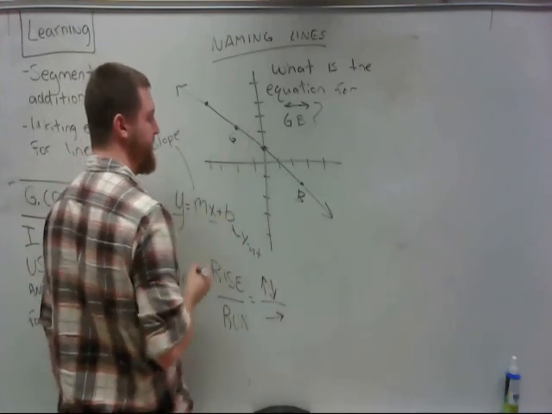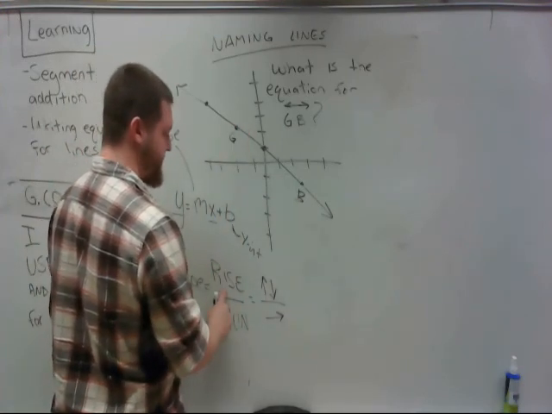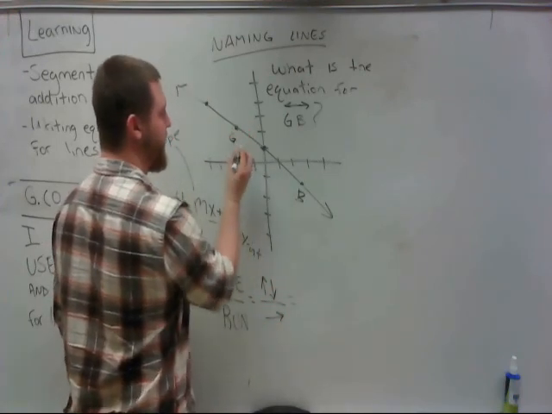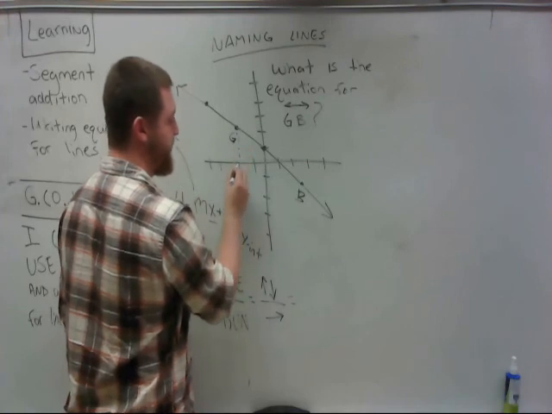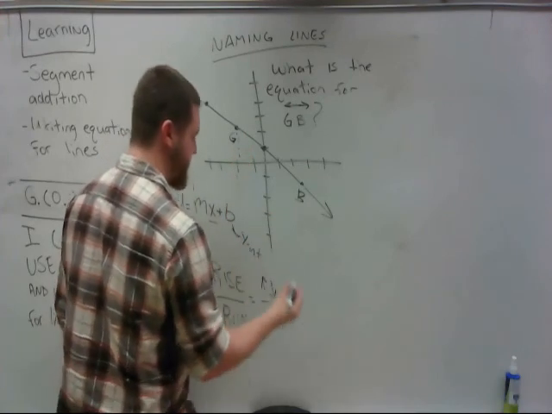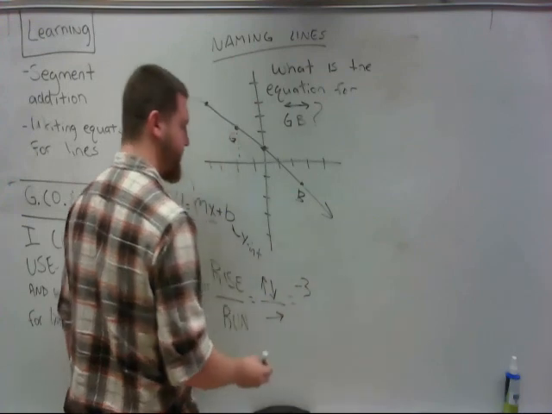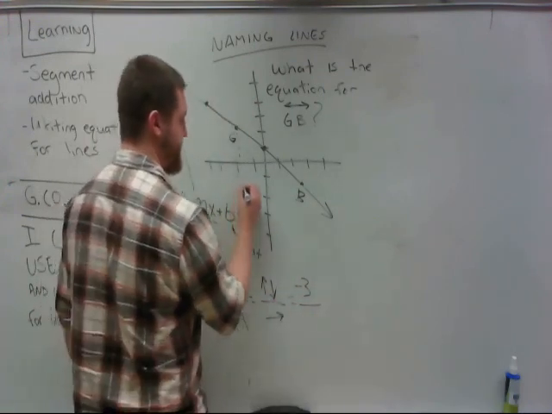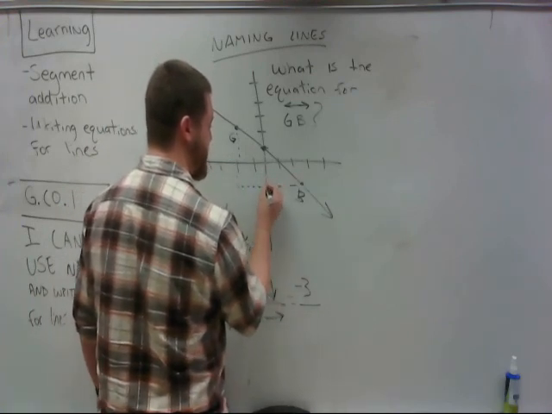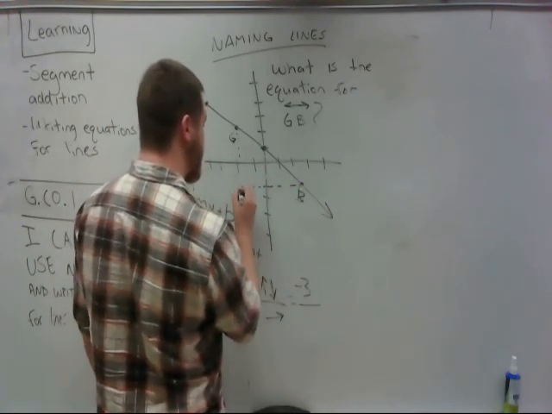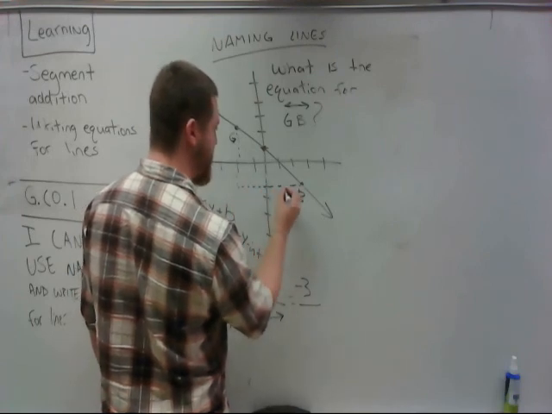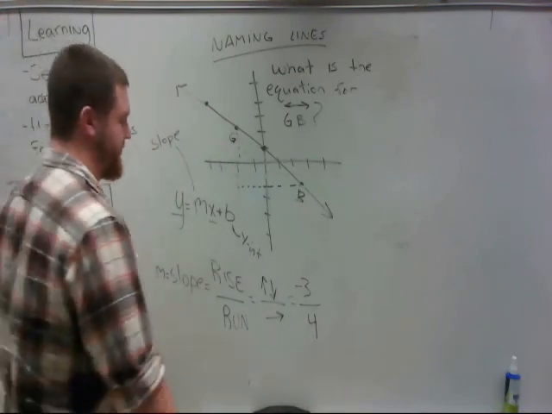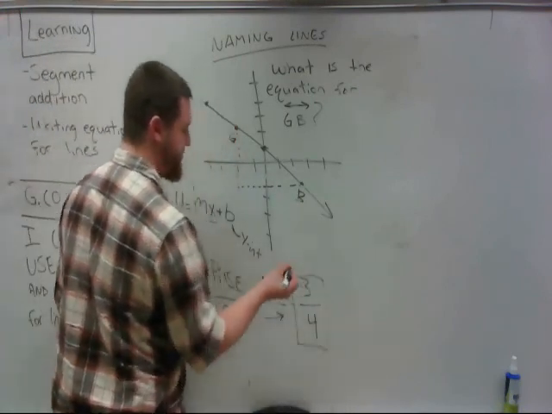So if I start at G and I do my rise first, I go up or down, I'm going to go down 1, 2, 3. So I went down 3. Because I went down, it's negative. Now I go to the right. We're going to pretend that I went through that mark right there. And I went 1, 2, 3, 4. Down 3 over 4. That, my friends, is your slope.